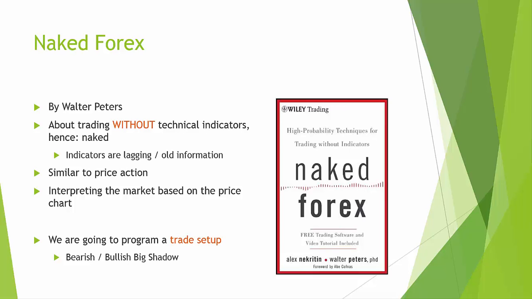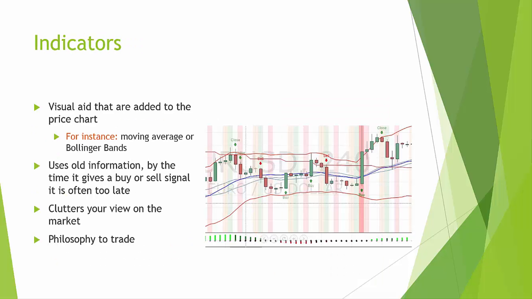The philosophy of naked forex lies close to price action. Basically, you only look at how the charts are evolving, how they previously were, to anticipate with a high probability the next move. So what are indicators?